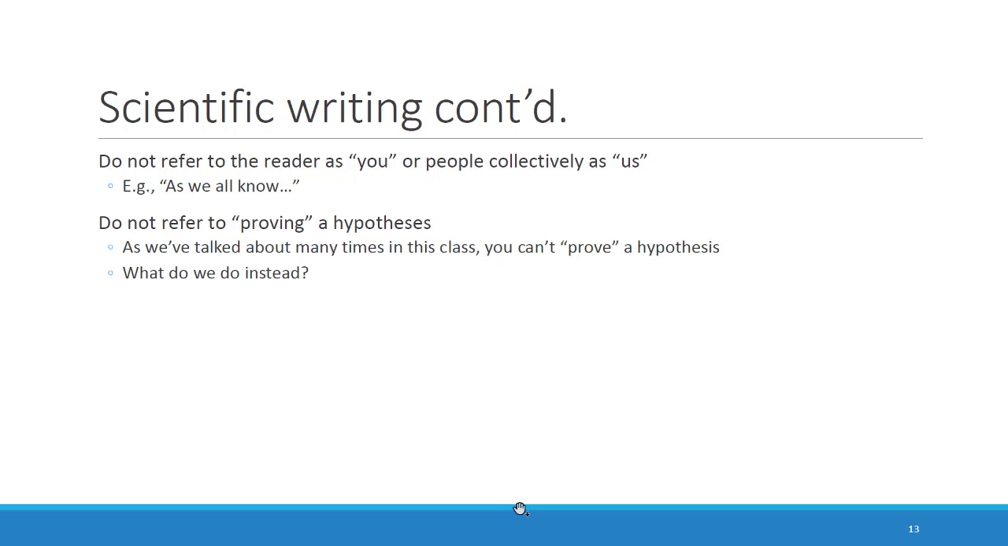Also, do not refer to proving a hypothesis. I covered this in your methods review, but you can't prove a hypothesis, remember? What do we do instead? What do you think? Well, instead, we seek evidence through our study that we can use to support a hypothesis. Our evidence may not support a hypothesis. However, we cannot prove a hypothesis. We cannot prove a theory or a hypothesis. We're just simply seeking evidence that may or may not support that theory and that hypothesis.